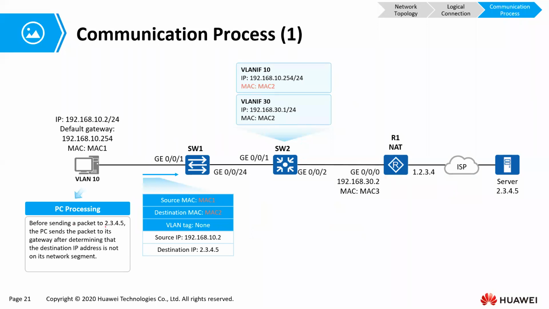Before sending a packet to that destination, the PC sends the packet to its gateway after determining that the destination IP address is not on its own network. We know that already. When it sends it to that destination, what it has is its MAC as the source MAC, and the MAC of that destination, sorry, that switch.